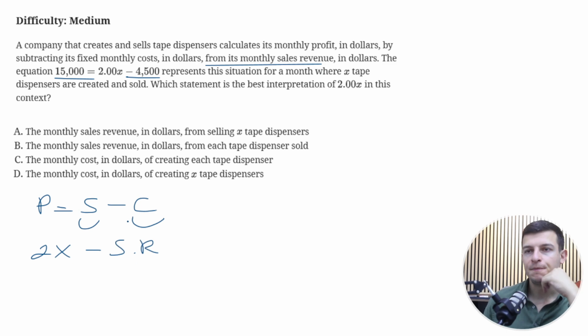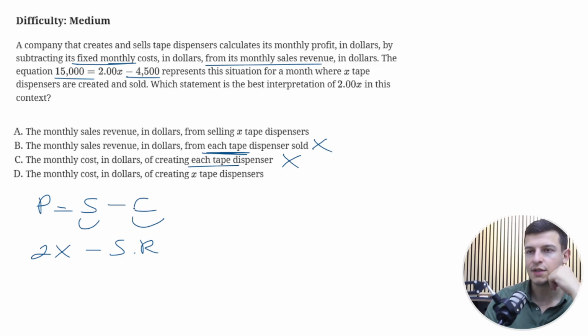So A says a monthly sales revenue in dollars from selling x tape dispensers, which seems like the answer, but let's see what's wrong with the other ones. The monthly sales revenue in dollars from each tape, that's not true, there is no each, this is a total value, so this is no good. The monthly cost in dollars for creating each, again, this is wrong because of each, and plus the cost is 4,500, and how do I know it? Because it says it's a fixed monthly cost, so no matter what happens, you owe 4,500, that's your operational cost.